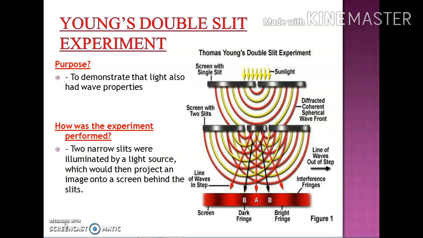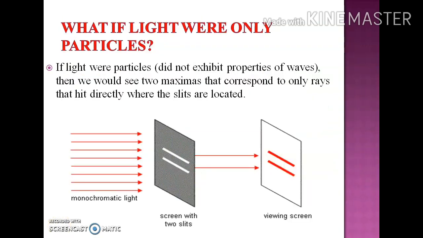Here it should be noted that the bright and dark bands are obtained alternately and they are equally spaced. So these bands are known as the interference fringes. Young's experiment has been performed in order to prove the wave nature of light. But what would happen if light were only particles? In that case, while doing this experiment, we would get only two maxima corresponding to the slits on the screen. But in the actual case, we have obtained the pattern of alternate dark and bright fringes.